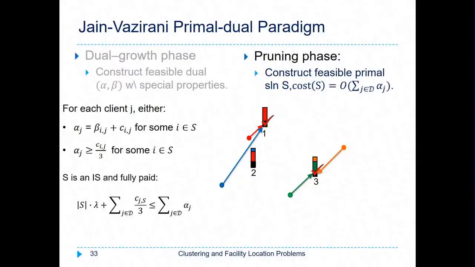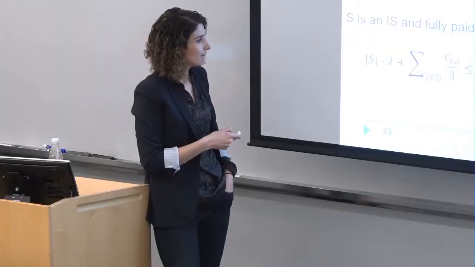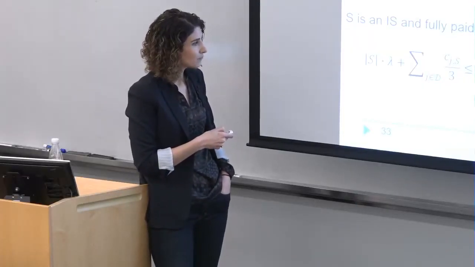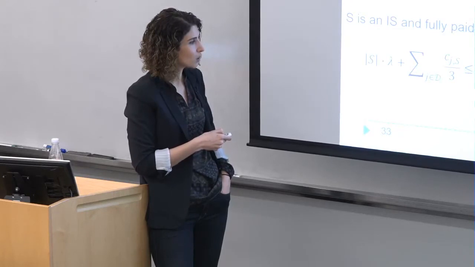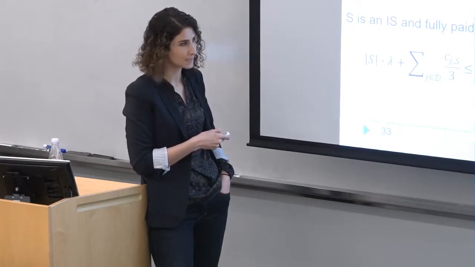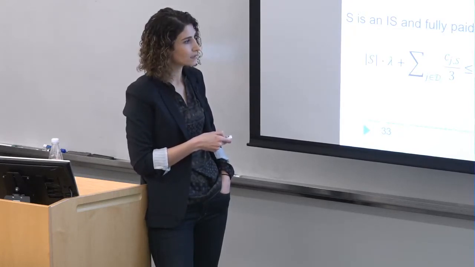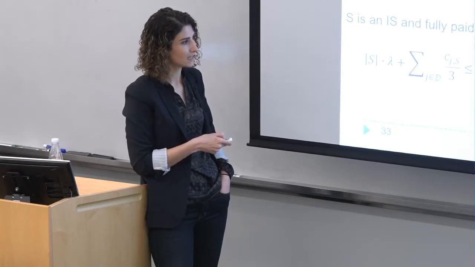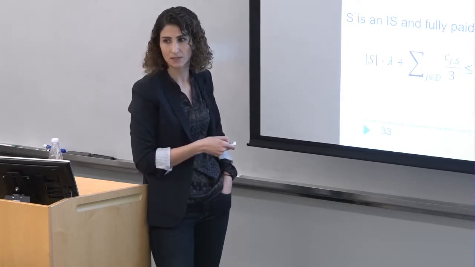And now if we sum this up, since the set of facilities that we decided to open are an independent set and fully paid, we get that the cost of opening all the facilities in S plus 1/3 of the connection cost of clients to the facilities in S can be bounded by the sum of alpha j's.